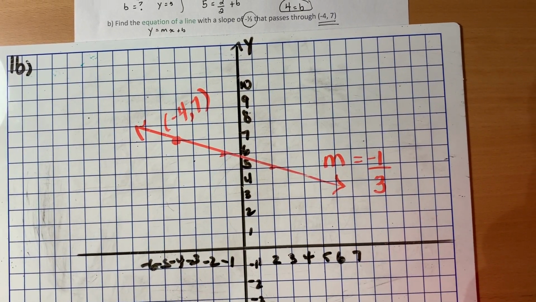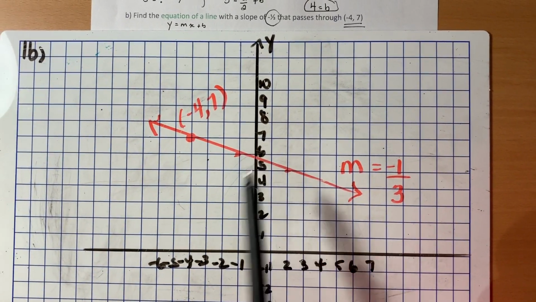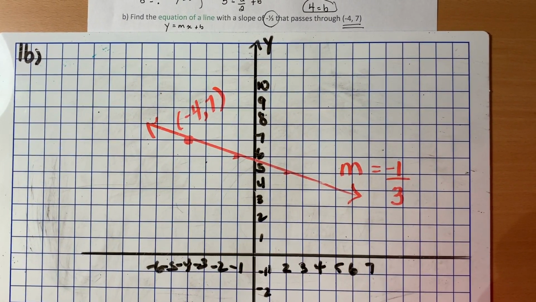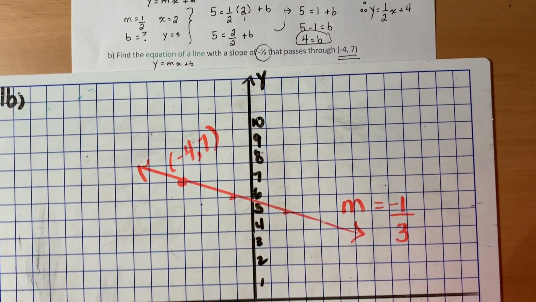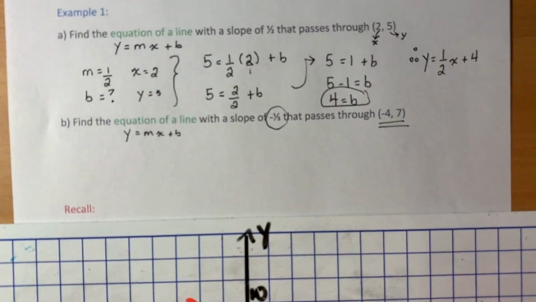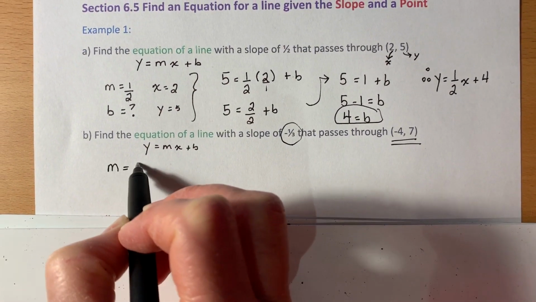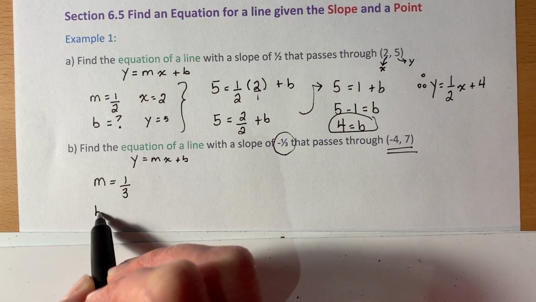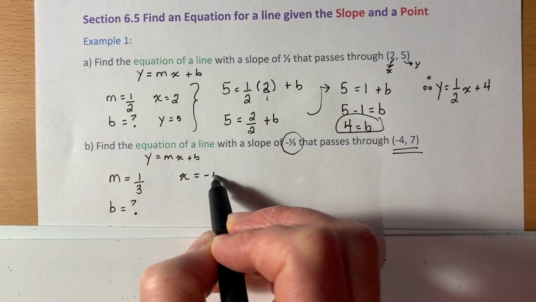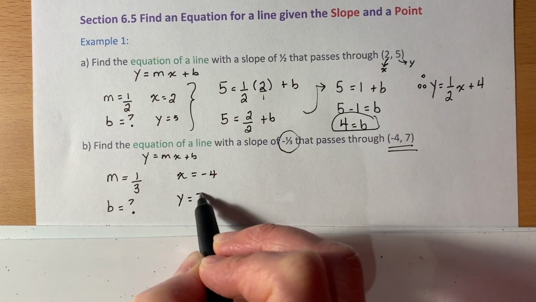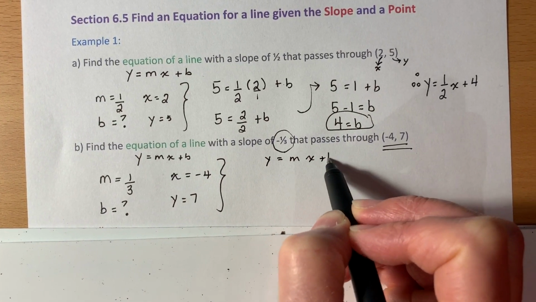I know a point that it passes through, and I have to algebraically find the y-intercept. I don't guess it. It's only as accurate as my diagram, which is not very accurate. So we algebraically figure it out, doing the same thing we did in 1a. Once again, our m value is negative 1 over 3. b is what you need to algebraically figure out. That's unknown. x is negative 4. y is positive 7.